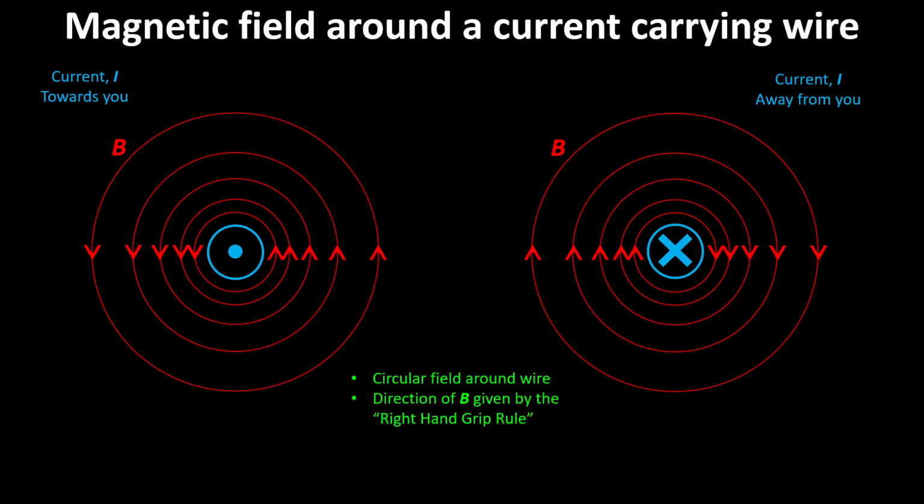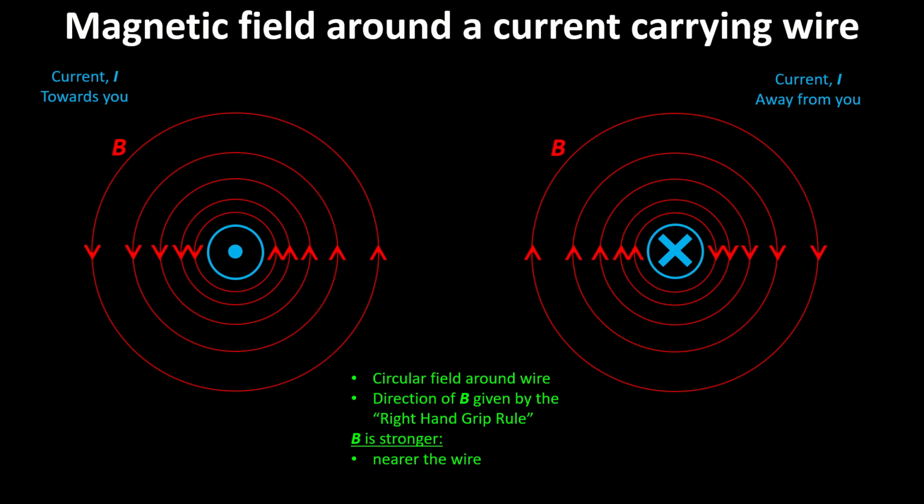The direction of the magnetic field is given by what we call the right-hand grip rule. I'll come back to that in a second. And the magnetic field is stronger closer to the wire. You can see on this diagram I've actually spaced the lines closer together, closer to the wire. That's an indication that the magnetic field is stronger there.